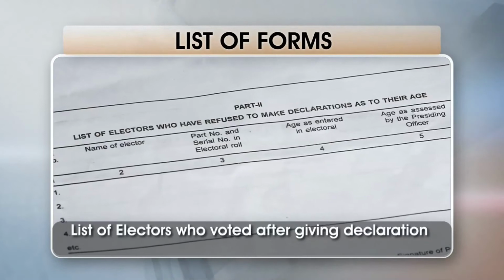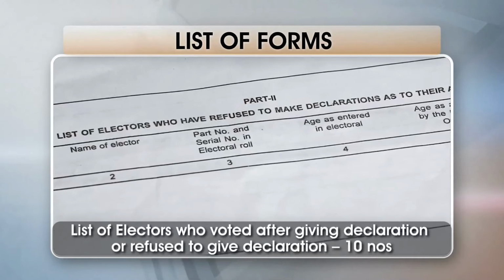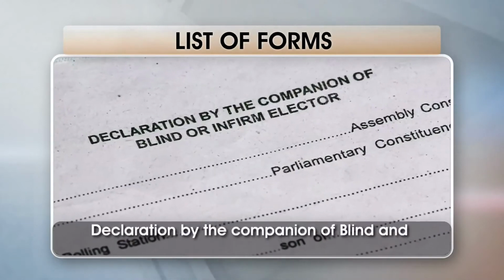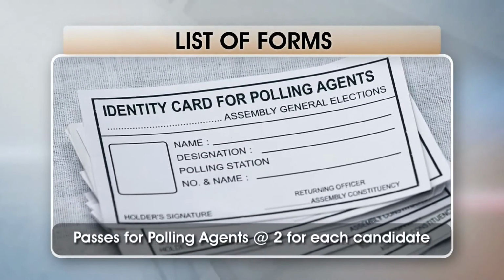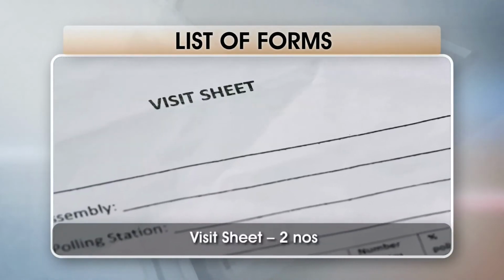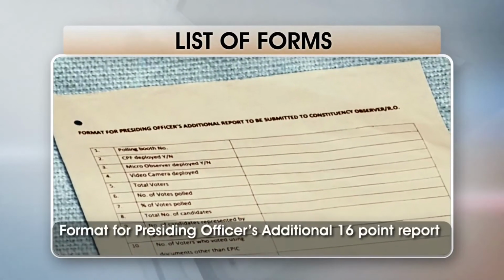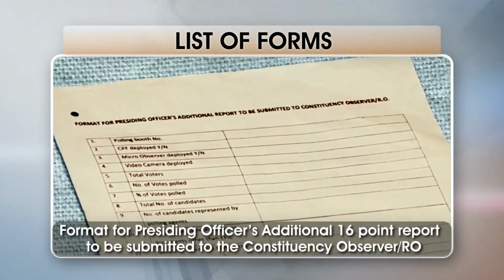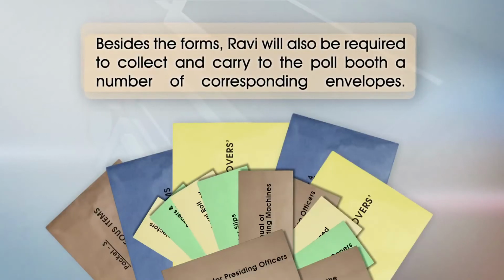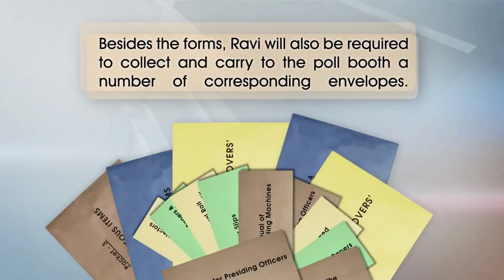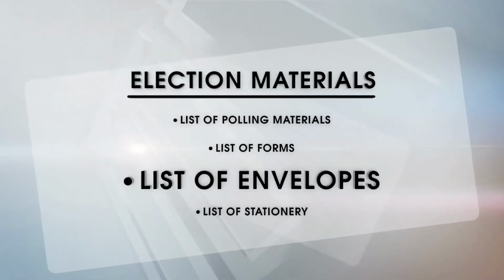List of electors who voted after giving declaration or refused to give declaration, 10 numbers. Declaration by the companion of blind and infirm voters, 10 numbers. Passes for polling agents, 2 for each candidate. Visit sheet, 2 numbers. Format for presiding officer's additional 16-point report to be submitted to the constituency observer or the RO. Besides the forms, Ravi will also be required to collect and carry to the poll booth a number of corresponding envelopes. List of envelopes.